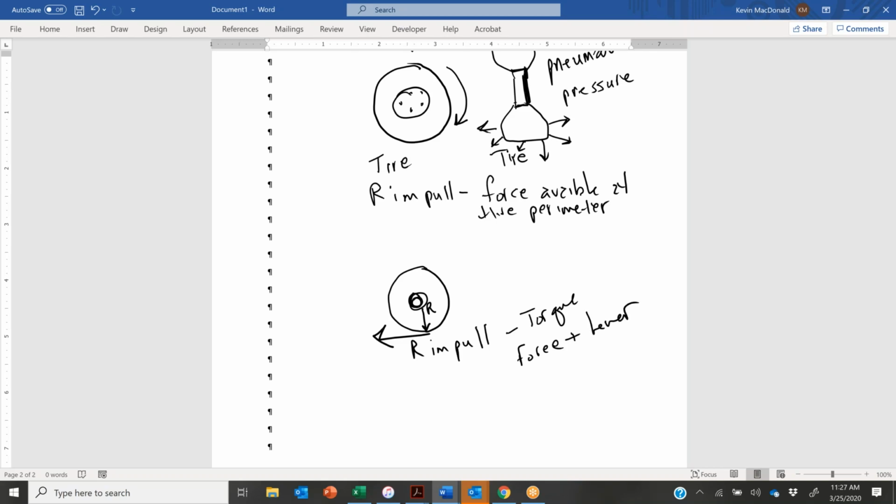And the ability of the vehicle to push against the soil is its rim pull, and of course its rim pull has to be multiplied by the coefficient of traction to get the effective force. This is our available force.